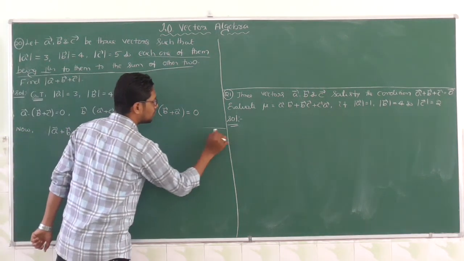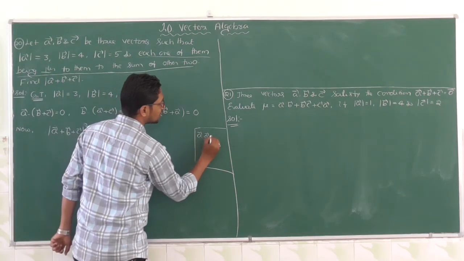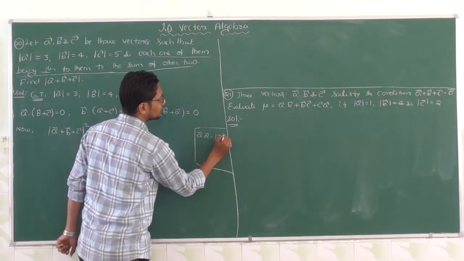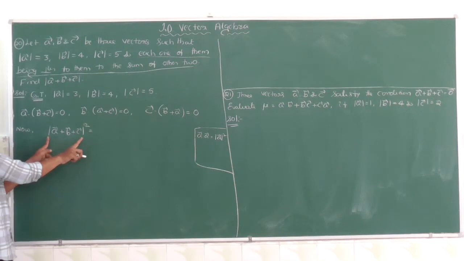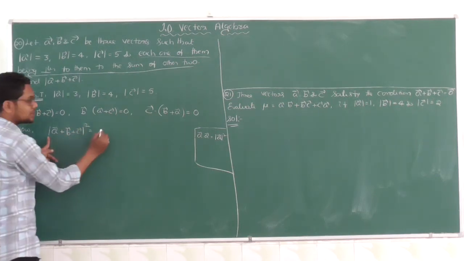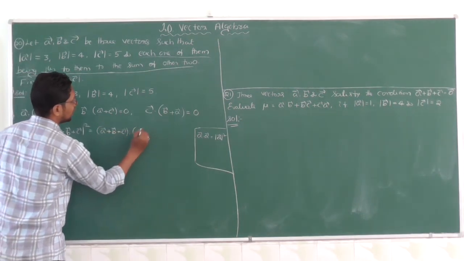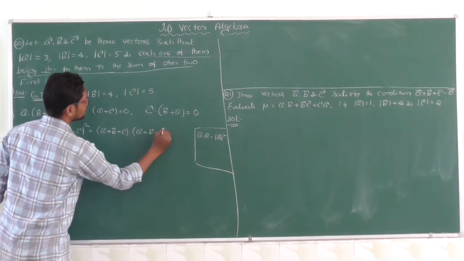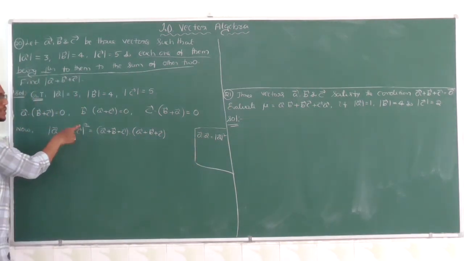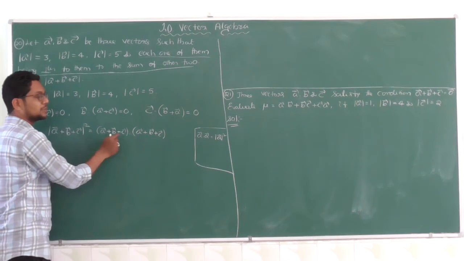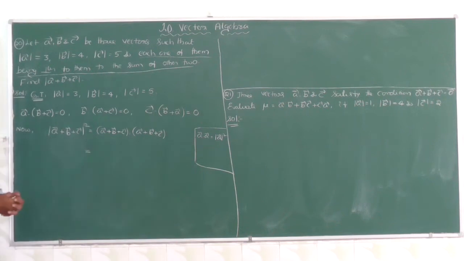Now we know, as I already told you in our previous class, that A dot A equals magnitude of A square. Now, what about the magnitude of A plus B plus C whole square? This can also be written as (A plus B plus C) dot (A plus B plus C), the dot product of A plus B plus C and A plus B plus C. Next, that is equal to, you just listen carefully here.